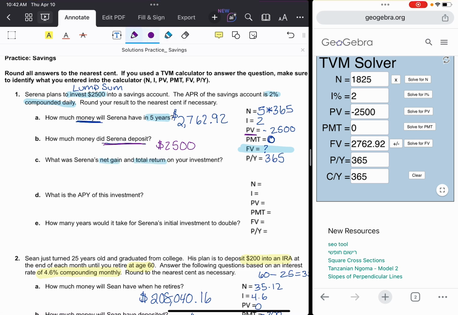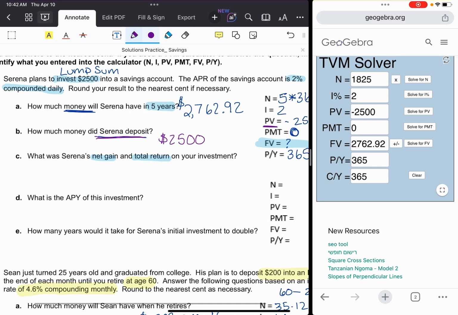Remember, net gain is just a fancy way to ask for our absolute change. So we want to take the future value and subtract that present value. So, our net gain will be $2,762.92 minus the 2,500. And for this, you may need a normal calculator for it. You should wind up with 270. Oops, sorry. Doing my math wrong. $262.92 as my net gain.